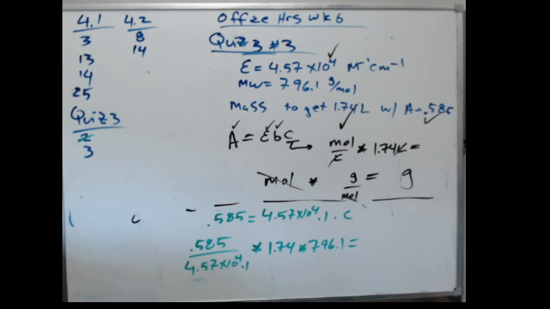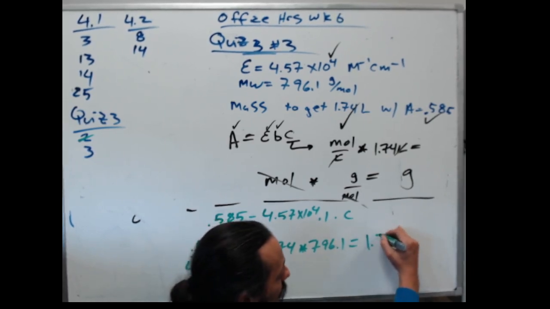And then the last question we have, let's go ahead and get an answer, and then we can analyze that answer to see if it makes sense or not. 0.585 divided by 4.57 times 10 to the 4 times 1.74, whoop, not minus, times 796, 1.77. Anyone do the math yet?